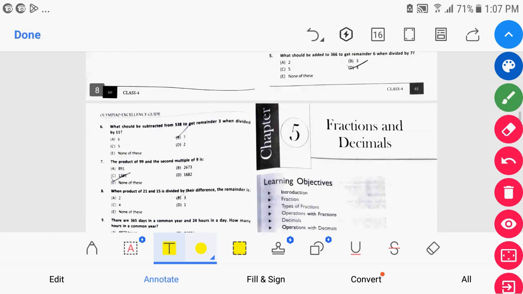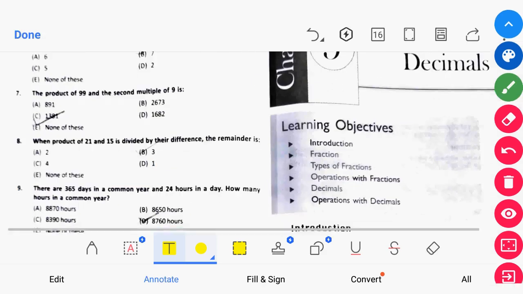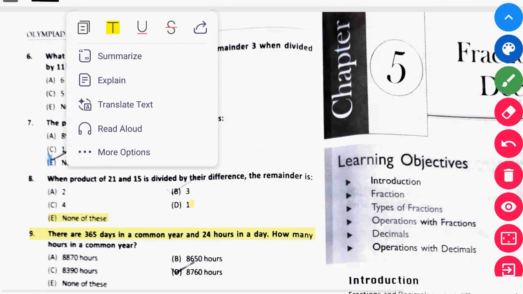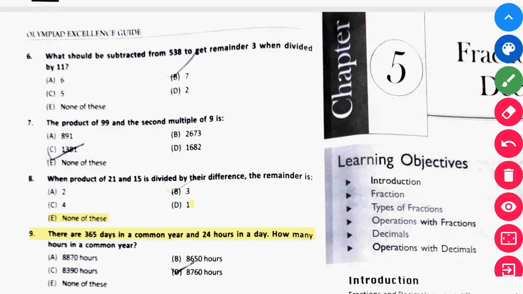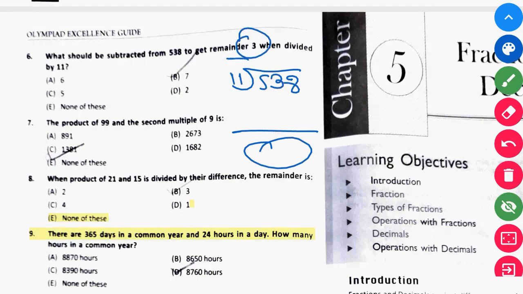Understood? Now the next question. What should be subtracted from 538 to get the remainder 3 when divided by 11? The same thing you have to do. 538 should be divided by 11. Whatever remainder you get will be greater than 3. So you have to subtract some number from that remainder to get your answer as 3.